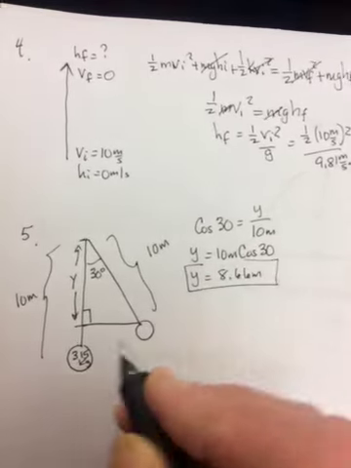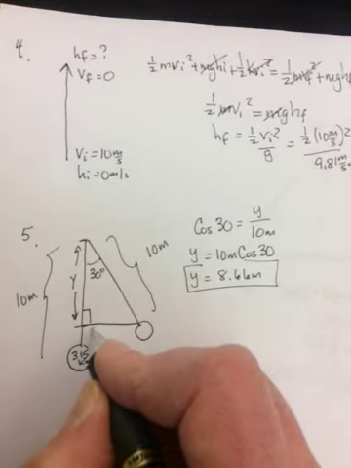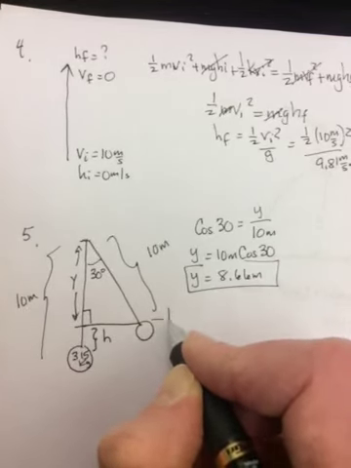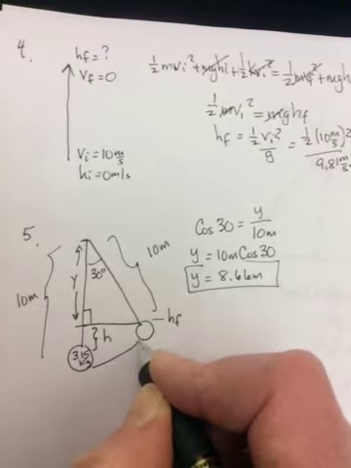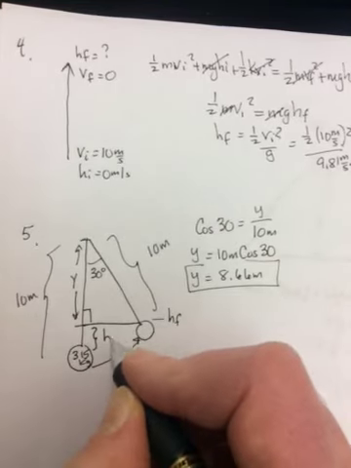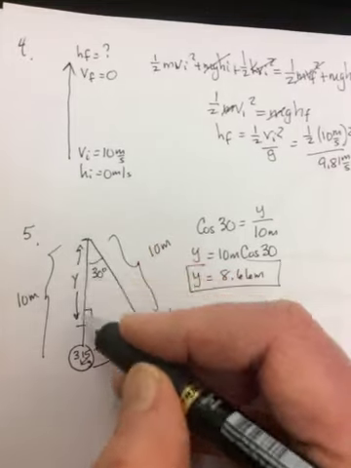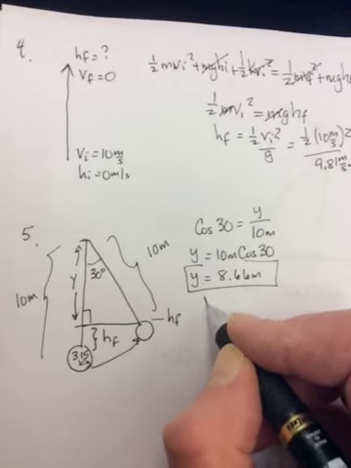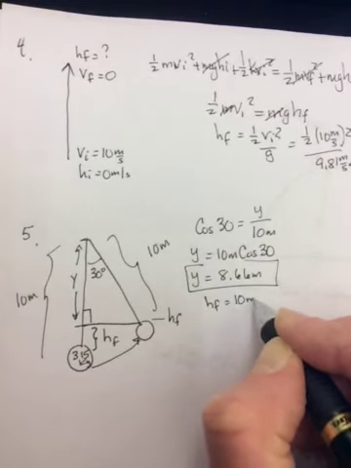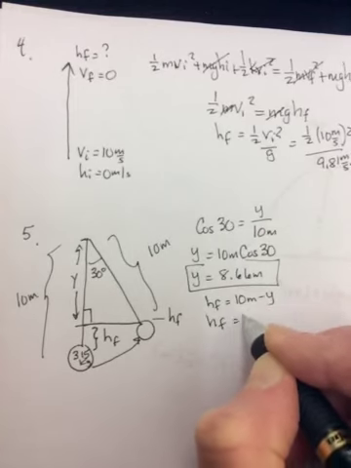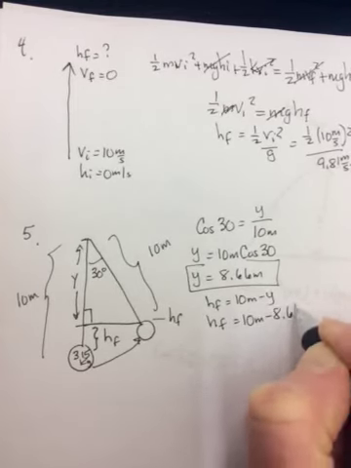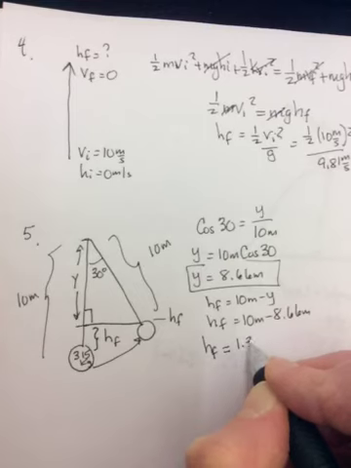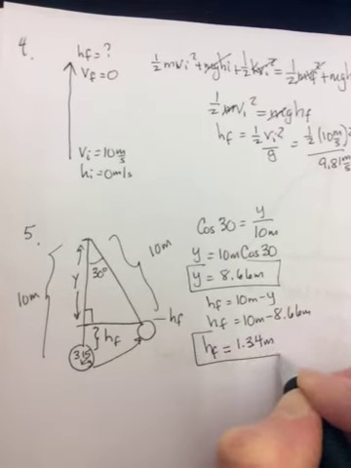How does this help us? Well, if this section's y, then the piece below the triangle to the ball, that's your h, and it's going to be like your h final, right? Because this ball is going to swing up until it eventually stops up here. So we can find our h final, because if we know this section's y and the whole thing is 10, then h must be 10 meters minus y. So h final will be 10 meters minus 8.66 meters, which is 1.34 meters.